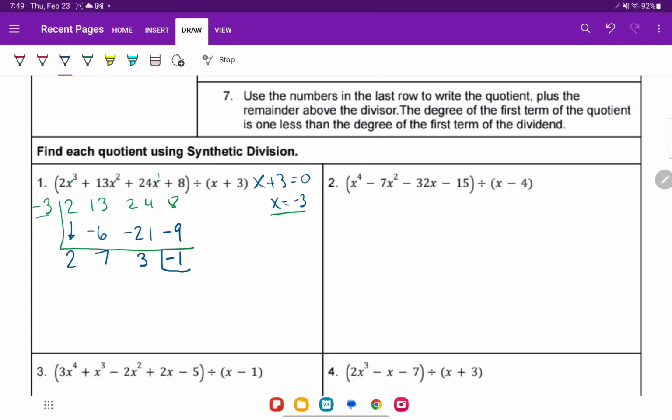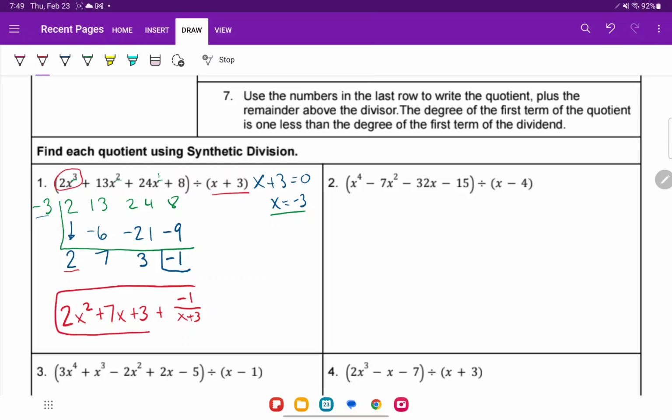Okay? So it says the degree of the first term of the quotient is going to be 1 less than the degree of the first term of the dividend. So what that means is, if you look right here, the highest degree in my dividend is x cubed, which now means that the highest degree in my quotient will be 1 degree less, which would be x squared. So when I write this answer, the 2 is going to be 2x squared. The 7 is positive, and that's going to be positive 7x. So now we're just going down in descending power. So 2x squared plus 7x plus 3 will be my constant. And then the negative 1 is going to be plus my remainder over my divisor, which is x plus 3.